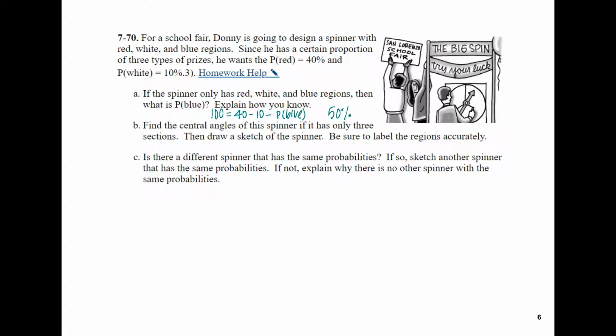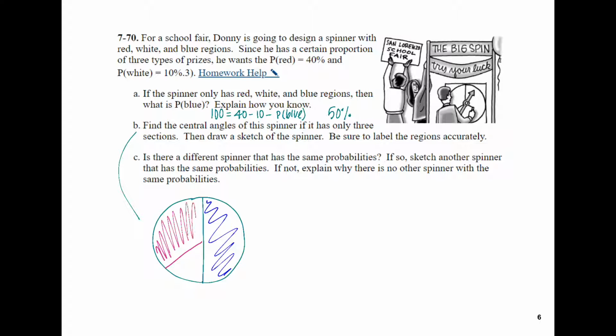It then says find the central angles of this spinner if it has only 3 sections. Then draw a sketch of the spinner. So if we draw our sketch of the spinner, and we know that blue represents 50%, white represents 10%, and red represents 40%, we can draw something that looks like this.